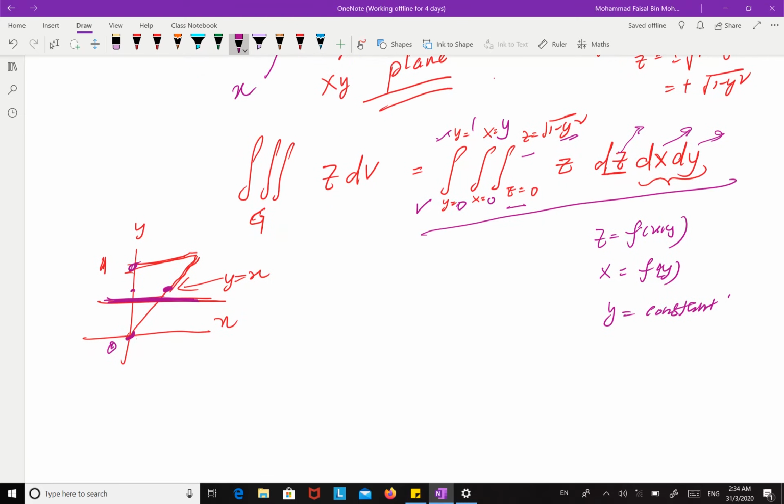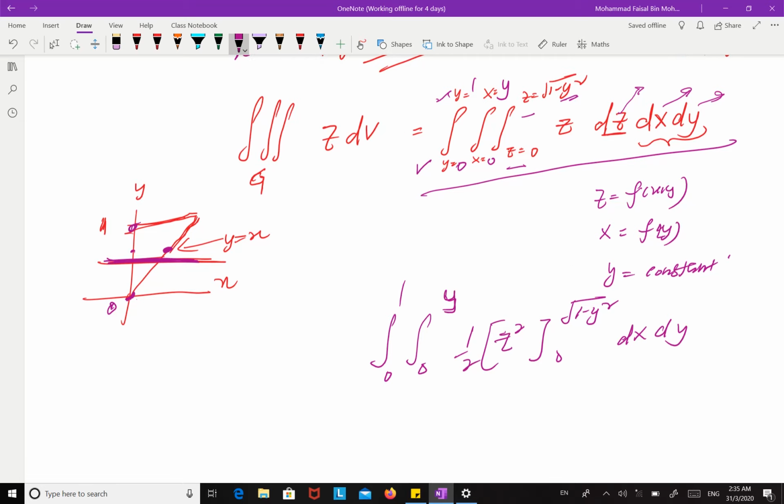Now you can integrate this easily. Remember, integrate the inner part first. So integrating z dz will be z squared over 2 from 0 to square root of 1 minus y squared. So we have to integrate another two times, x from 0 to y and y from 0 to 1, dx dy. So we have half of 1 minus y squared, and the 0 is okay.